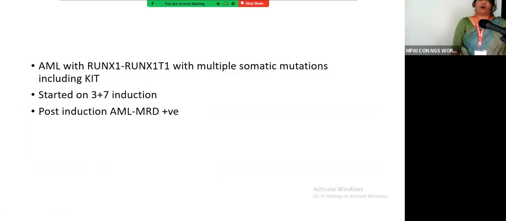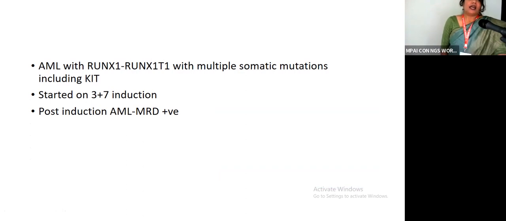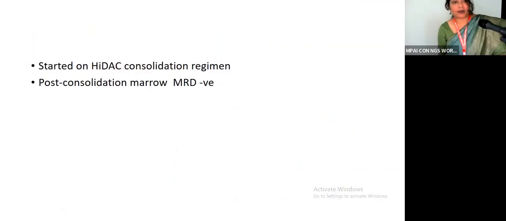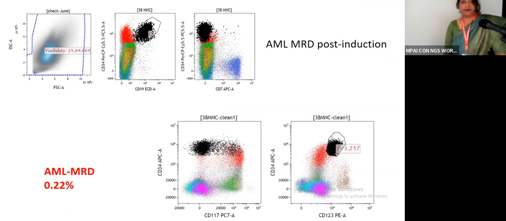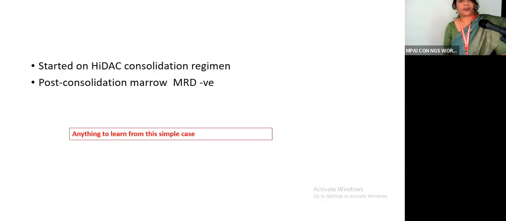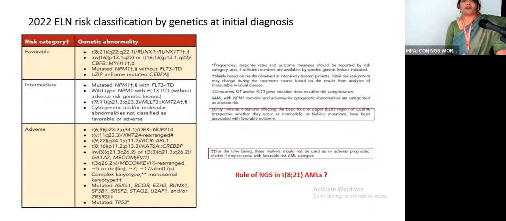So we wrote it as AML with RUNX1 with multiple somatic mutations. The patient was started on 3+7 induction and post-induction AML MRD was positive. I have to explain this also, but I'm skipping this part. We cannot take AML MRD now. So this patient was started on a high-dose cytarabine consolidation regimen, after which the MRD came out to be negative. Sorry, am I going retrograde? Yes. Anything to learn from this case?